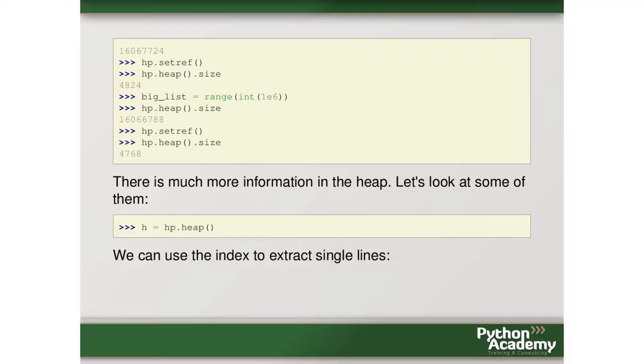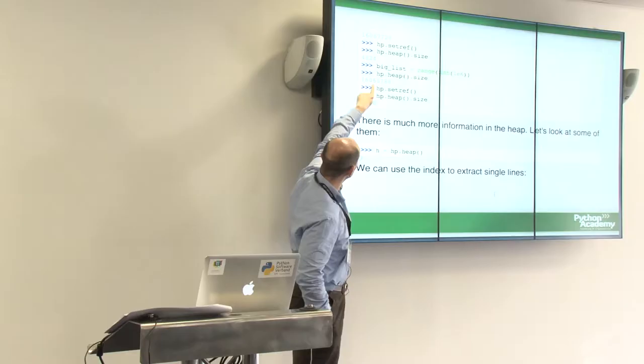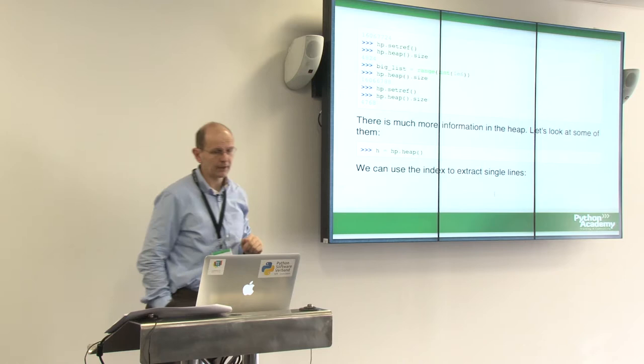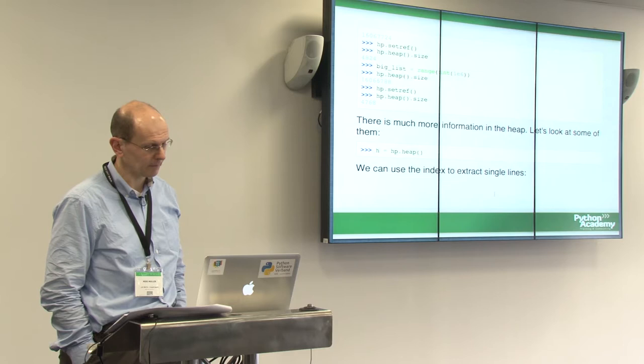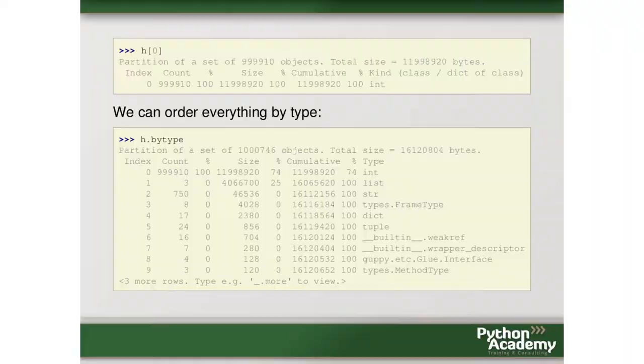And I keep doing this. See, I said setref, this is pretty much my zero. I set it back to zero, and then I create my big list, and you see that this is a difference. This is a number in bytes. Then this is pretty much my error, to see how accurate it is approximately. And then I set my reference again, and when I do it again, I'm pretty much back to zero, more or less. Then you have multiple options for what you can do with this object. This is a memory object, so to speak, and you can access single lines.